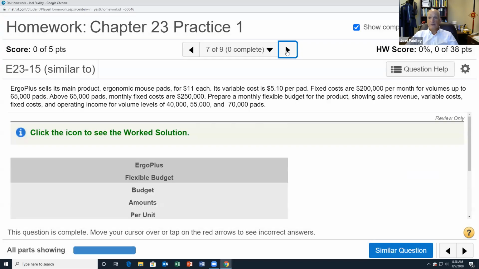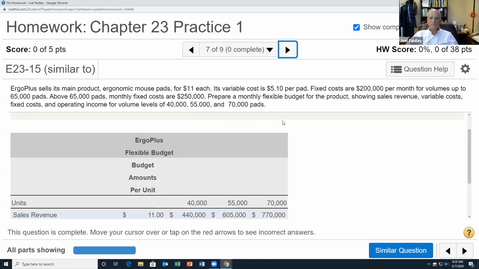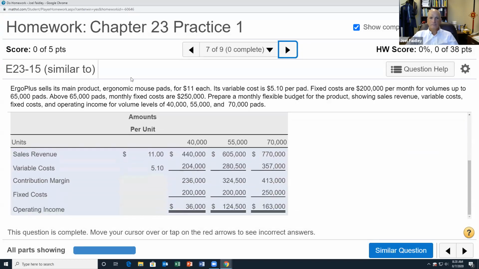All right, number 7. Ergo sells its main product, mouse pads, at $11 each. Variable costs are $5.10 per unit. And so here we've got 40,000, 55,000, and 70,000. So here you're just calculating each of these. 11 times 40 is 440. 11 times 55 is 605. Variable cost, 5.10 times 40 is 204. 5.10 times 55 is 280.5.